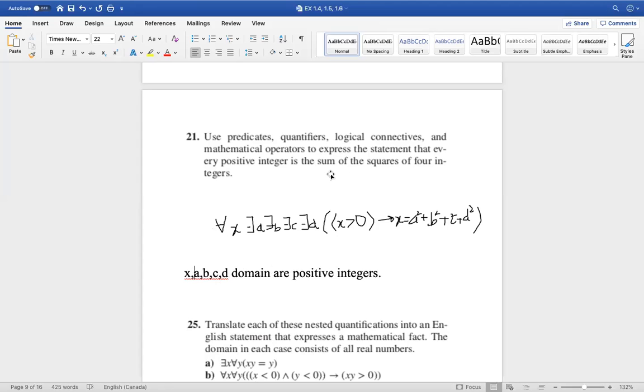Now we have to say the statement, every positive integer, so we take for all X, is the sum of the squares of four integers. We say there exists an A, so there is some positive integer A and B, C, D. So there exists A, B, C, D, for which the sum holds. And then we show that if X is greater than 0, which signifies that this is a positive integer, then X equals A squared plus B squared plus C squared plus D squared. So in other words, we are saying that every positive integer is the sum of the squares of four integers.